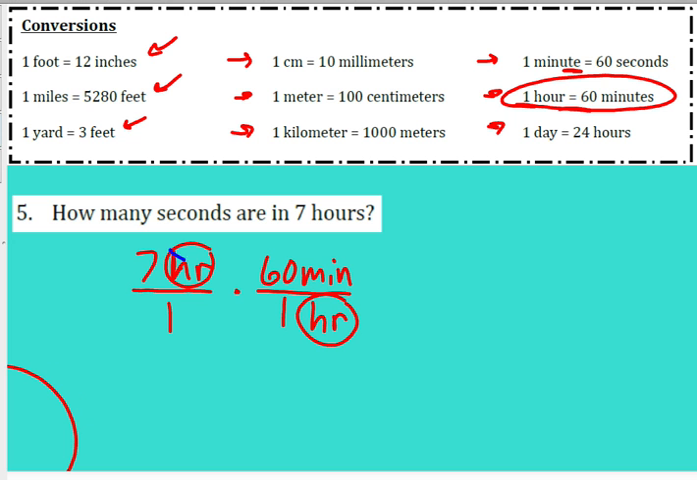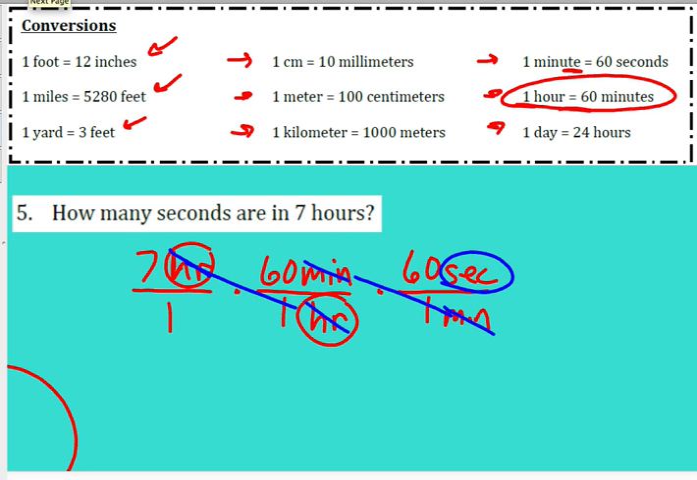Now, I could do this. The hours do cross-cancel out. But now, I have minutes on top. I'm going to put minutes on the bottom right here so I can cancel those out. And we're going to go from minutes to seconds. There's 60 seconds in 1 minute. Once again, the minutes will cancel out. So I got rid of my hours, got rid of my minutes. Now all I have is seconds.